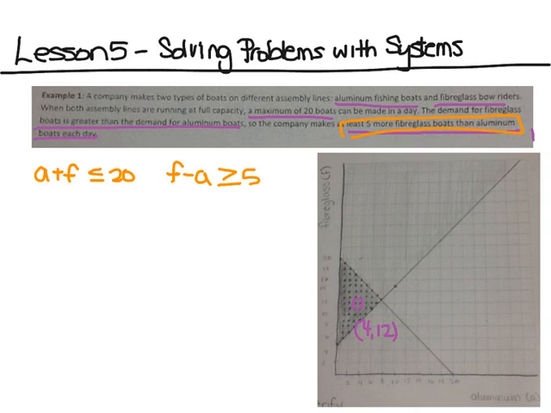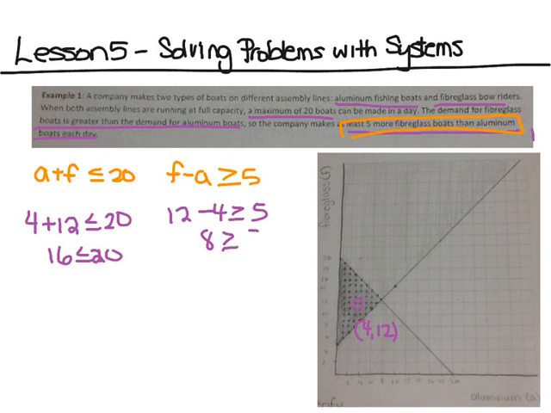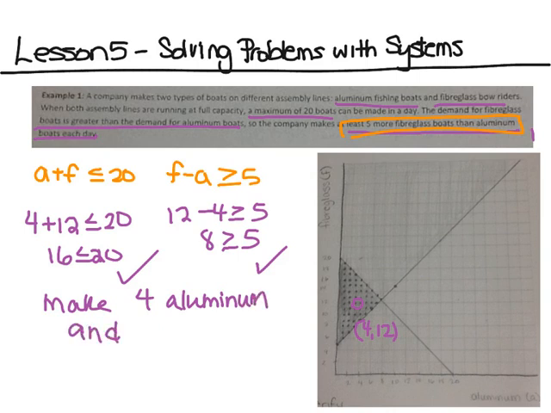So if we plug this into our equation, 4 plus 12 is less than or equal to 20. 16 is in fact less than 20. And 12 minus 4 is greater than 5. 8 is greater than 5. So you could make 4 aluminum boats and 12 fiberglass. And anything else in the shaded region would also work.